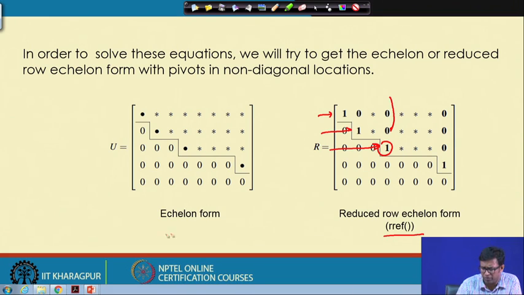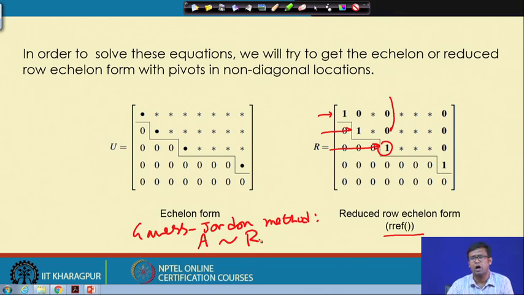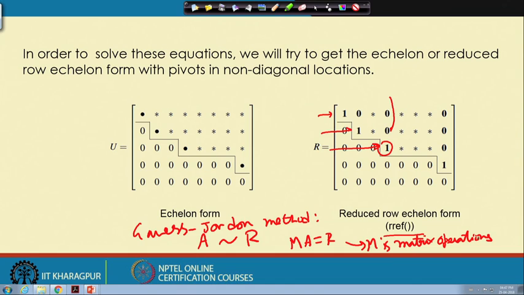And if we remember the Gauss-Jordan method, it takes any A and converts it to R, or reduced echelon form, through matrix operations, and we have written that MA = R, where M is a matrix combining different matrix operations like subtracting a row from another, multiplying a row by a constant, dividing a row by a constant, etc. So, if I multiply M with A, we will get R or reduced echelon form, and we have seen it in the Gauss-Jordan method. Why is it important?